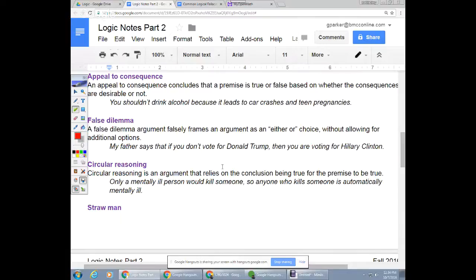Okay, so this is a good one. "My father says if you don't vote for Donald Trump, then you're voting for Hillary Clinton." No. What's the problem with that argument?